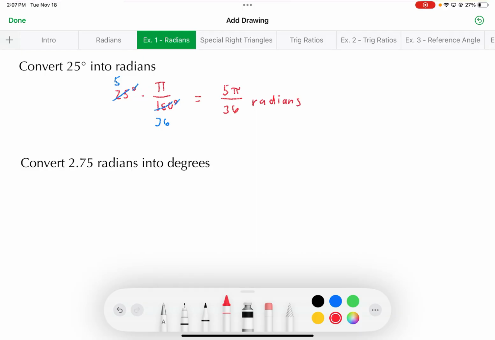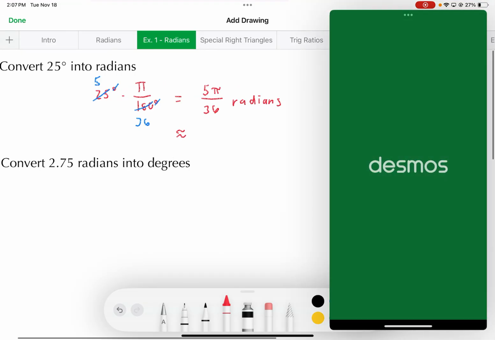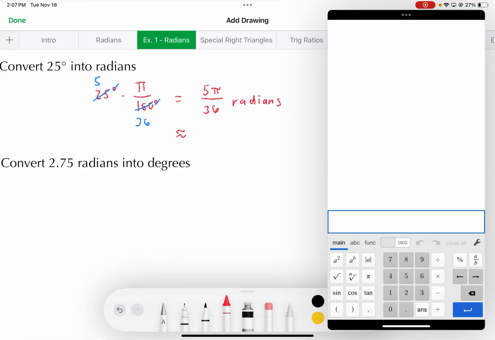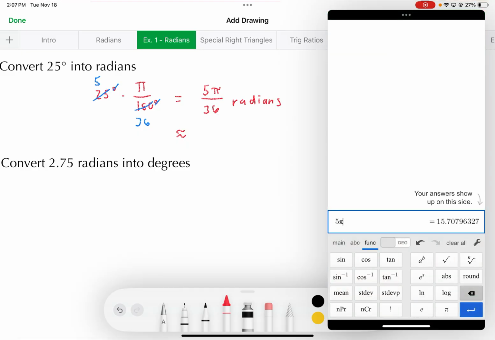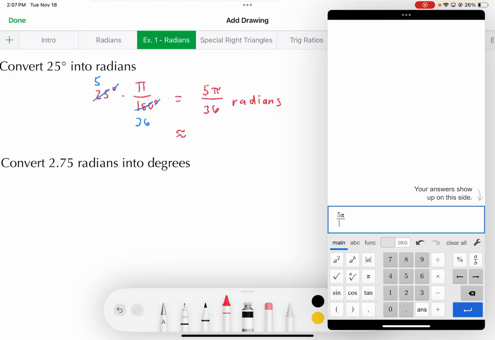Okay, and it's very common to leave it like that, but I feel like when we leave our radian measures in terms of pi, it's very abstract to us. Like, what does it mean? So it's helpful to approximate this. So if I found 5 pi divided by 36, that's roughly 0.436 radians.